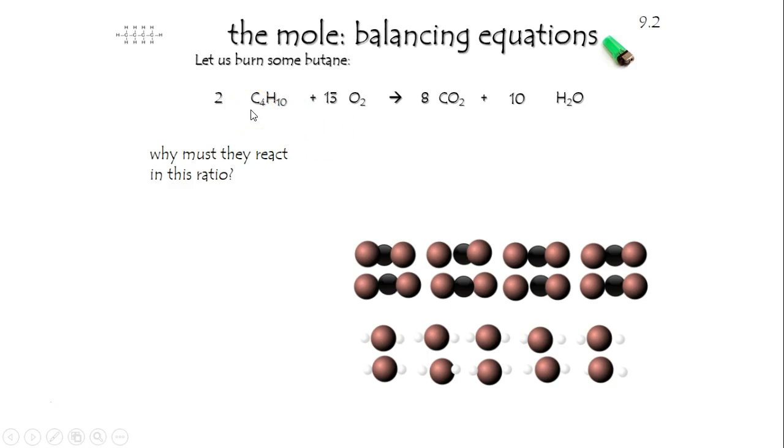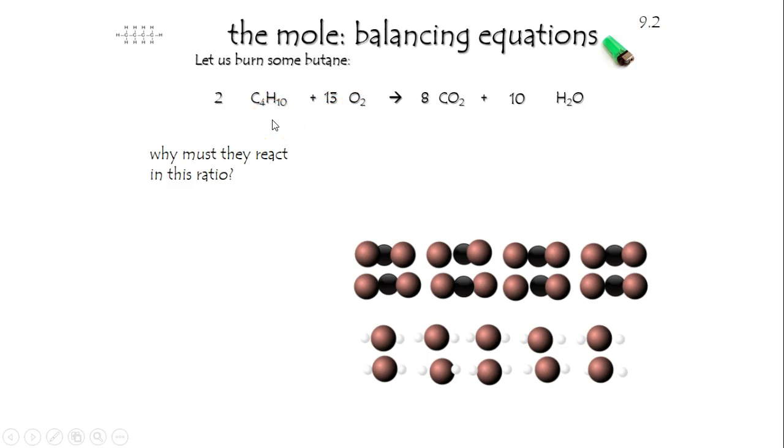116 grams of this. What did I just do? I turned the moles into molar masses. 4 times 12 is 48. 10 times 1 is 10, 48 plus 10 is 58, times 2, meaning that 2 moles of butane would weigh 116 grams. Multiplied by 13 times 32: 10 times 32 is 320, another 3 times 32 is 96, 320 plus 96, I believe it's 416 grams.